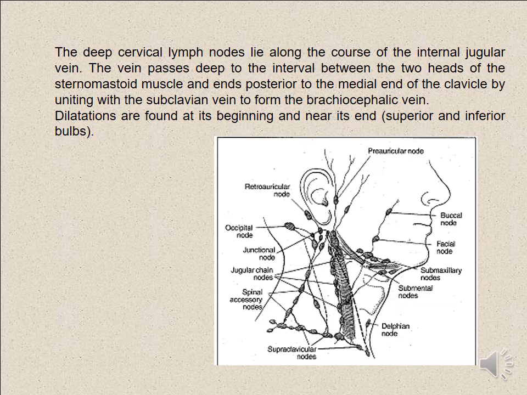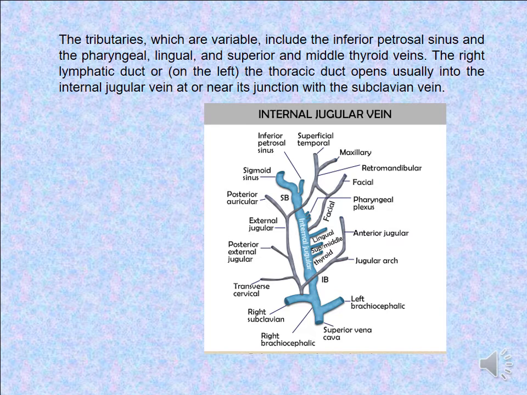Dilatations are found at its beginning and near its end, the superior and inferior bulbs. The tributaries, which are variable, include the inferior petrosal sinus and the pharyngeal, lingual, superior, and middle thyroid veins. The right lymphatic duct, and on the left the thoracic duct, open usually into the internal jugular vein at or near its junction with the subclavian vein.